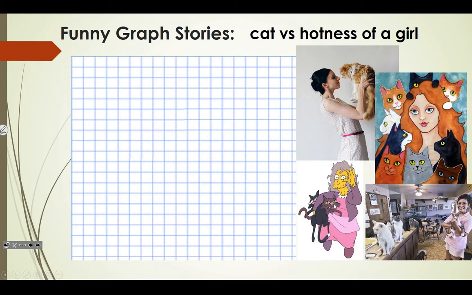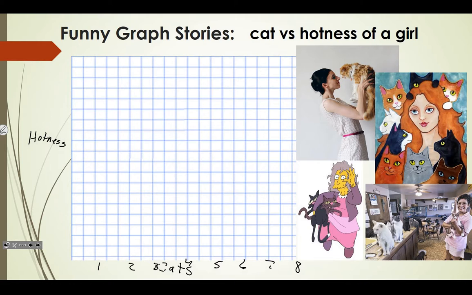What on the bottom? Hotness on the bottom. Does everybody agree with that one? I was thinking probably cats, because doesn't the amount of cats she has determine how hot she is? What do you think? Remember that the x-axis is what we're changing, and because of what we're changing, the y-axis is affected. Put the cats on the bottom. Okay, so we're going to put cats on the bottom here. Okay, and I'll just do 1, 2, 3, 4, 5, 6, 7, 8. We keep going. Okay, so hotness on this side.